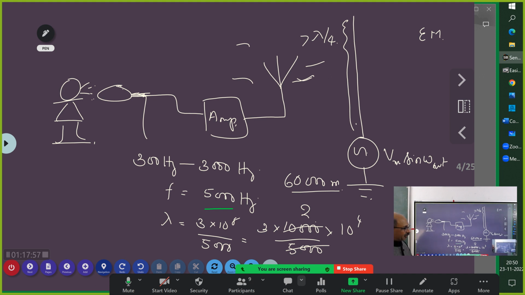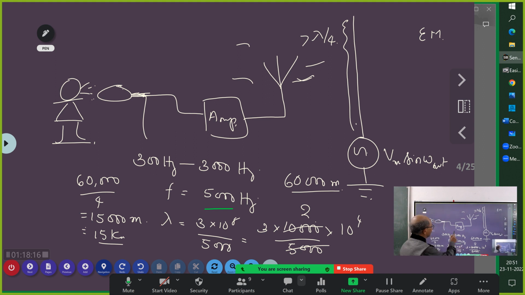Correct? Now, minimum antenna length should be 1/4 of lambda. So 60,000 divided by 4 will be 15,000 meters. That means 15 kilometers. If you want to do it like this, you must have an antenna whose length is 15 kilometers. From here to Sattur, from Hubli to Sattur, that much wire you take, make it stand vertical, and you sing.